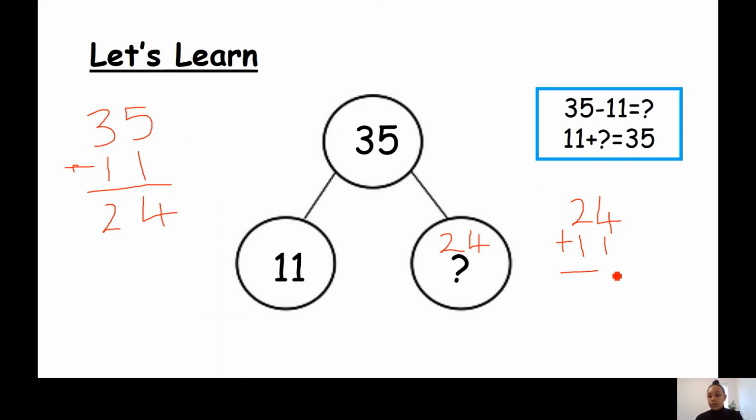So 4 add 1, we know that really simply is 5. Oh, a very big 5. And 2 add 1, like I said before, it's not really 2. We know that this is our tens column, and this represents 20. 20 add 10 is 35. Now, both of these column methods have all of the numbers that we've used in our part-whole diagram, so that suggests to me that 24 is correct in here.